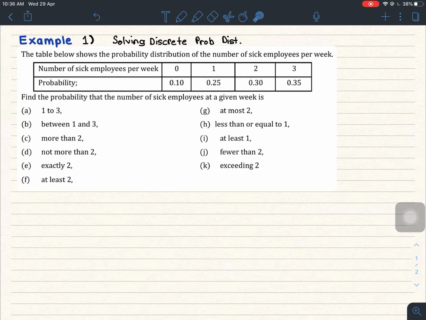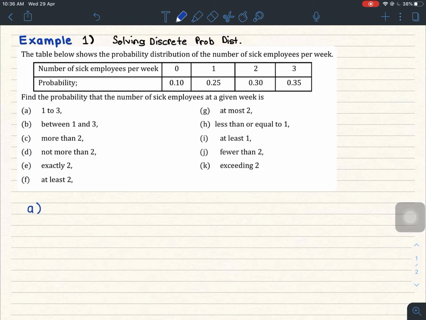In this video, I will explain how to solve a discrete probability distribution if you are already given the table. The table below shows the probability distribution of the number of sick employees per week: 0, 1, 2, 3, and the corresponding probabilities. The question asks you to find the probability that the number of sick employees in a given week, from A to K. First and foremost, identify or write down your random variable.